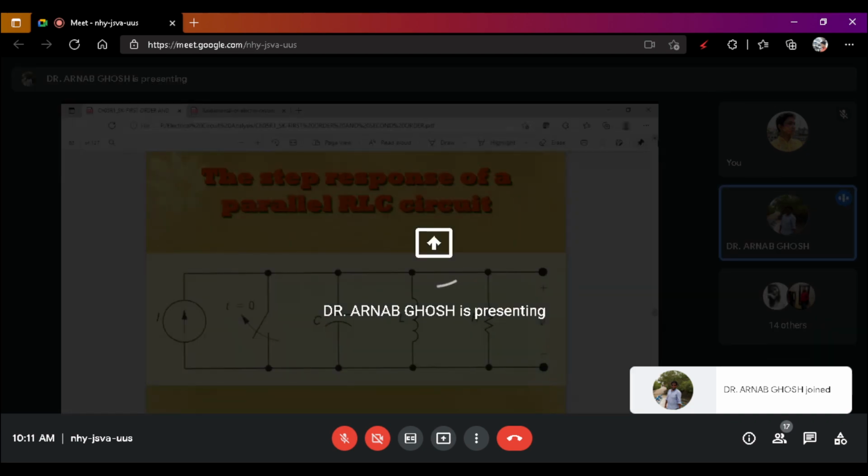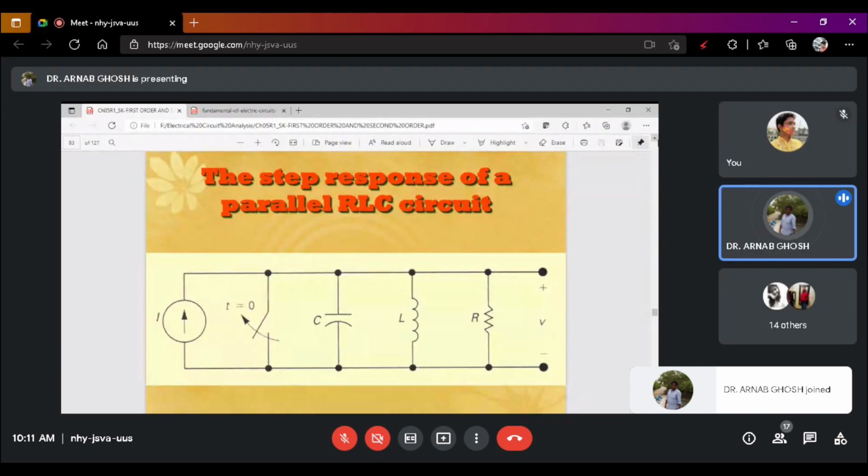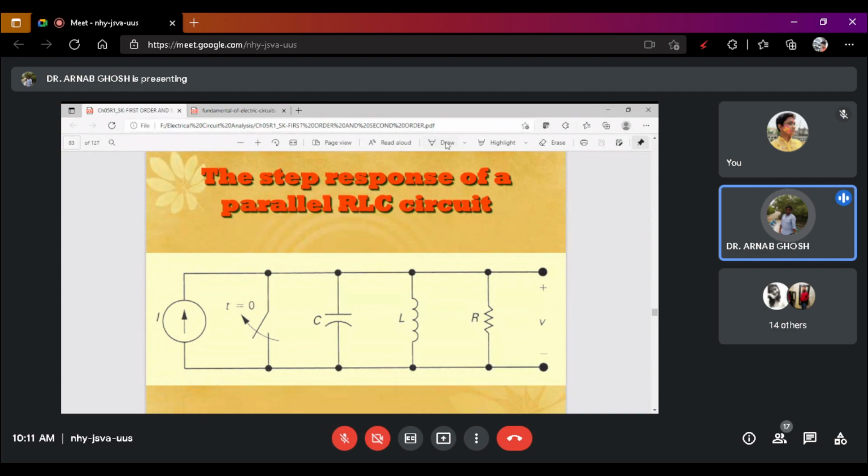So next, what I am talking about is the step response. What is step response? Step response is nothing but you are having an additional source.